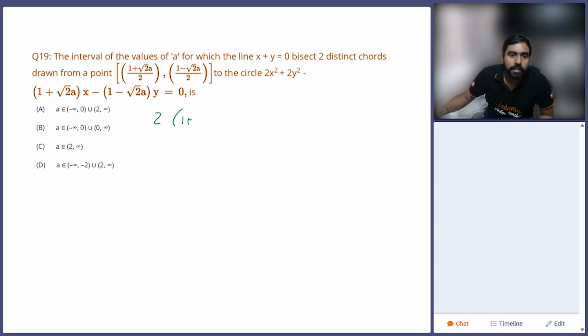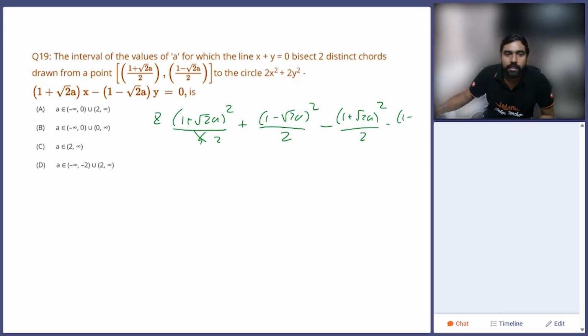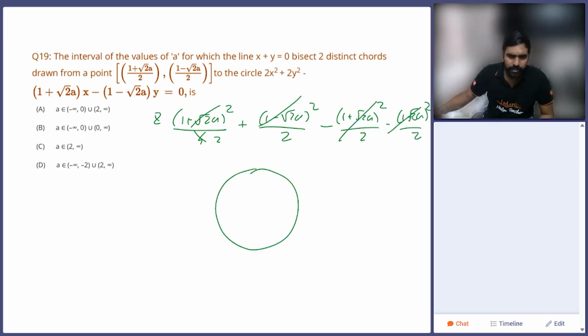can you see that I have something like 1 into (1 plus root 2a) whole square divided by 4, that's 2 plus (1 minus root 2a) whole square by 2, minus (1 plus root 2a) into x, that will be (1 plus root 2a) whole square divided by 2. And, oh, sorry, there's a minus sign. And I also have minus (1 minus root 2a) whole square by 2. So, yes, this is the point which lies on the circle. This point (1 plus root 2a by 2, 1 minus root 2a by 2) is a point on the circle.